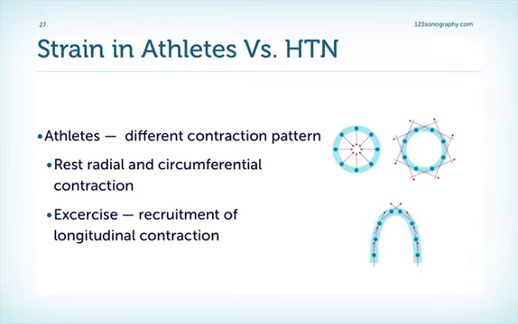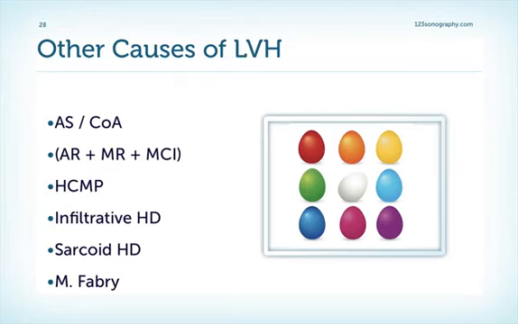Most likely, athletes are able to recruit additional longitudinal contractile function during exercise. Here is a list of other causes of LVH aside from hypertensive heart disease: aortic stenosis and coarctation, hypertrophic cardiomyopathy, infiltrative heart disease such as sarcoid heart disease and morbus Fabry, and eccentric forms of left ventricular hypertrophy often seen in aortic regurgitation and mitral regurgitation.